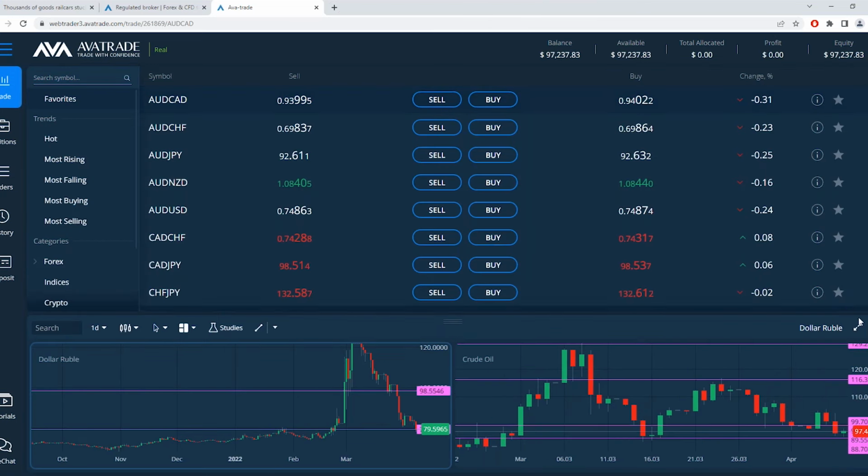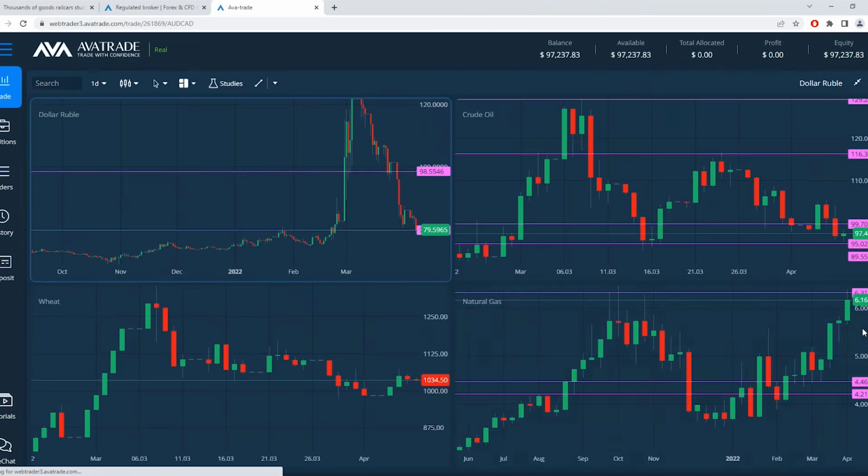you can go full screen or non-full screen, by the way. And that's what I was saying. I wanted to expand to full screen. And so as we're looking at this dollar ruble, I'm on 1-day candles.